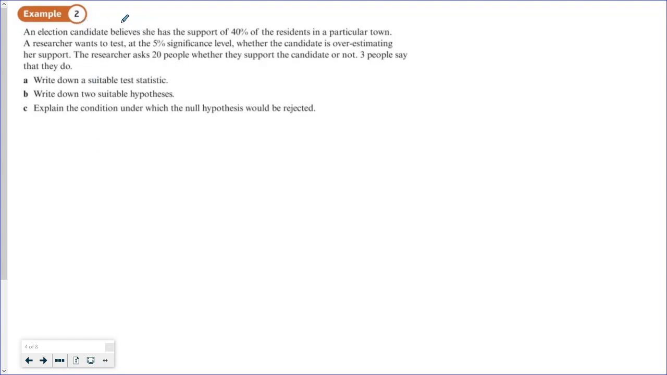So in example 2, some candidate thinks that she has the support of 40% of the residents in a particular town. A researcher wants to test. We'll come back to what this 5% significance level means in a second. Test whether the candidate is overestimating the proportion of her support or not. So the first thing we need to do is phrase this as a probability question. So here, this is basically saying she thinks that the probability of a random person supporting her is 0.4.